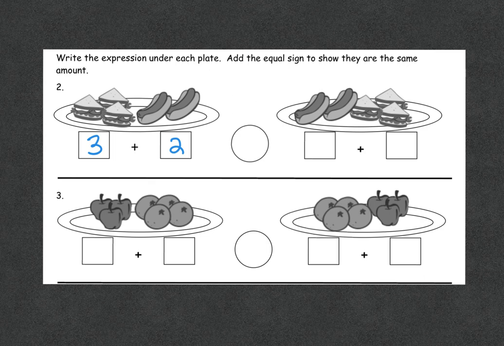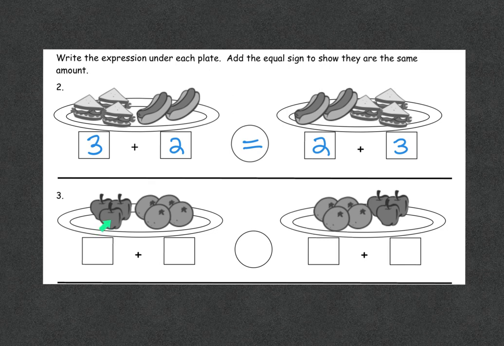Now let's count the objects in the second picture. Starting with the hot dogs, we have 1, 2. Still have 2 hot dogs. Now let's count the sandwiches. 1, 2, 3. We still have 3 sandwiches. As you can see, the number of the sandwiches and the number of the hot dogs is still the same. Therefore, 3 plus 2 equals 2 plus 3.